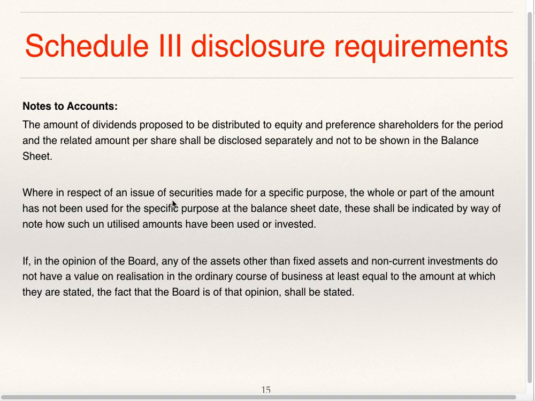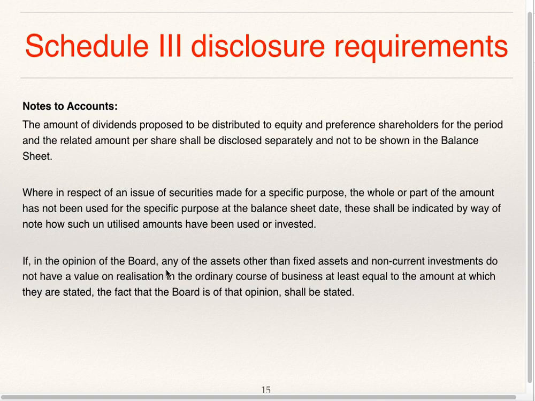Where, in respect of an issue of securities made for a specific purpose, the whole or part of the amount has not been used for the specific purpose at the balance sheet date, this shall be indicated by way of note, stating how such unutilized amounts have been used or invested. If securities, that is shares or debentures, are issued for a specific purpose and some part or whole of the amount has not been utilized for that purpose on the balance sheet date, then how the money has been utilized or invested is to be disclosed by way of note.